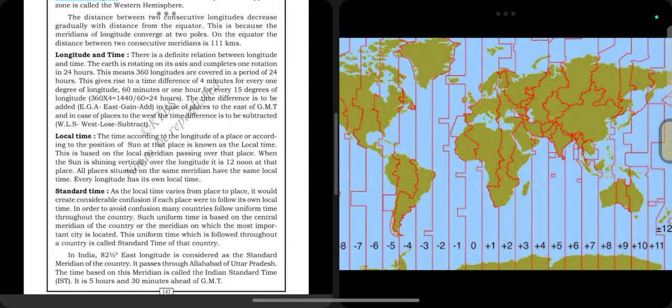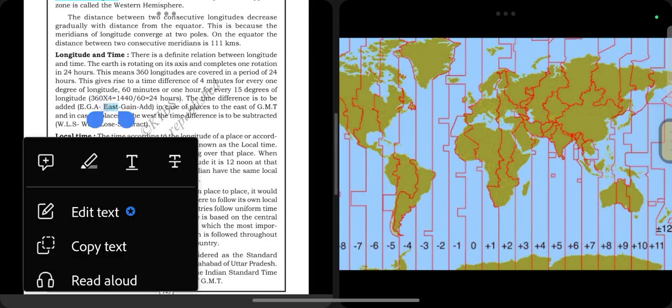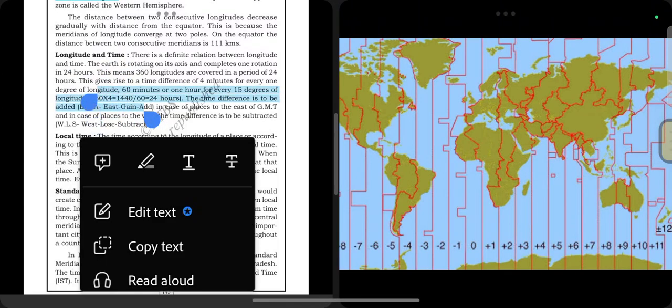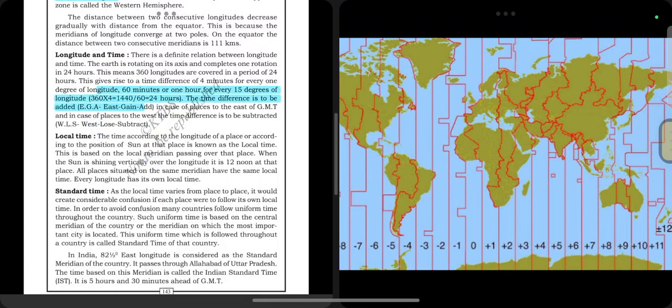And how does longitude depend on time? There are 24 hours in a day, and 60 minutes in an hour. If you divide 360 degrees by 24 hours, you get 15 degrees per hour, which means 4 minutes for every 1 degree of longitude.